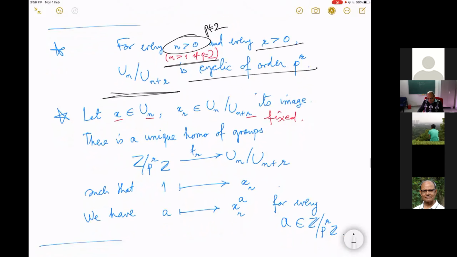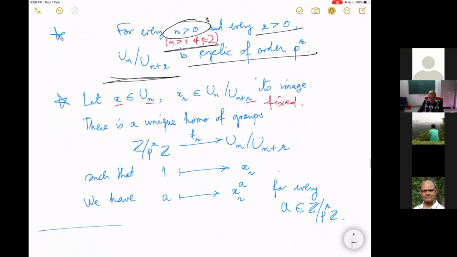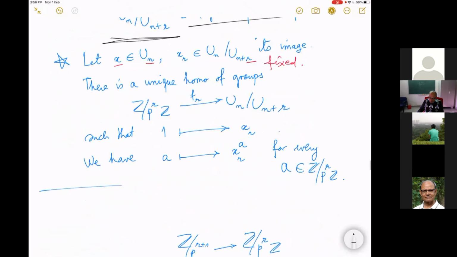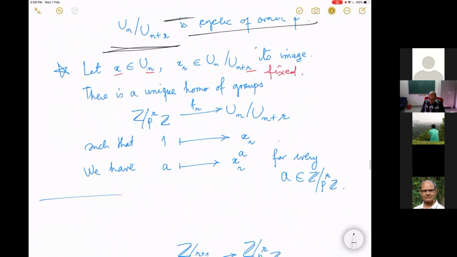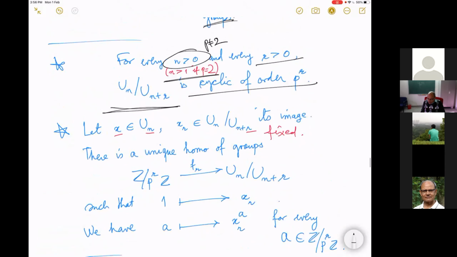We have proved this already. We know that the order of this group is equal to p to the r, and we had produced a generator, an element of order exactly p to the r, and therefore it is cyclic of order p to the r.